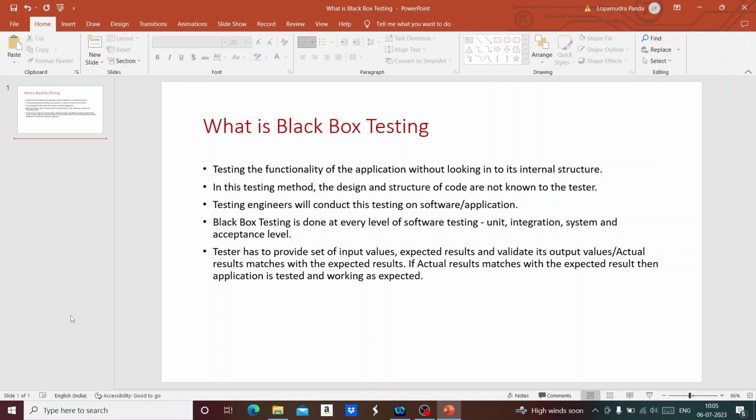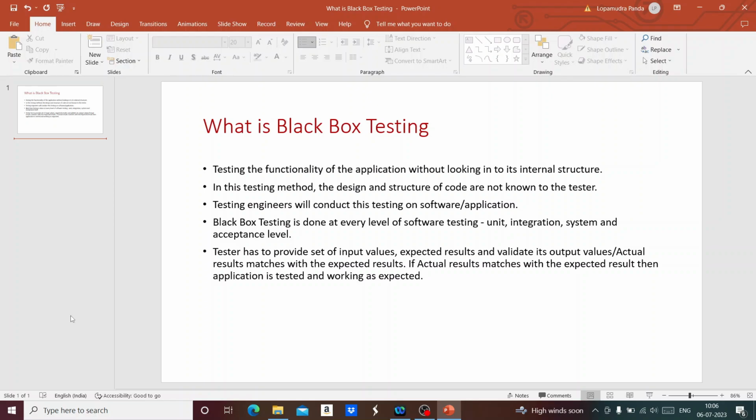So smaller modules I'll be taking and I'll be performing unit testing of those smaller modules as a black box tester. And in integration testing, once I complete unit testing of each smaller module, I'll be combining those smaller modules. I'll be combining user module plus admin module and doing the integration testing of those two modules. That is called integration testing. And in system testing, I'll be doing end to end testing of the entire application. That is called system testing. And in acceptance level testing, from a user acceptance perspective, I'll be doing the black box testing.